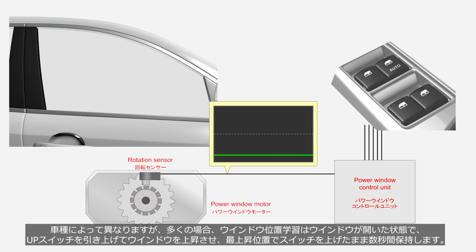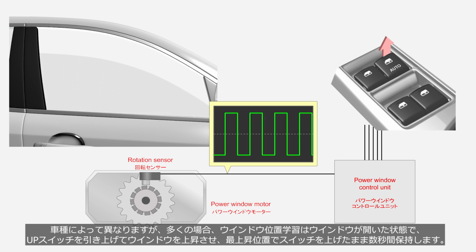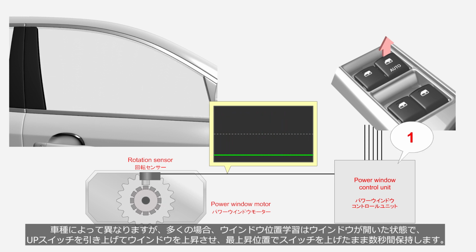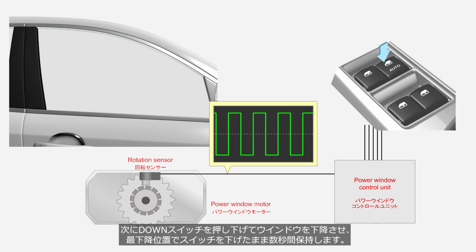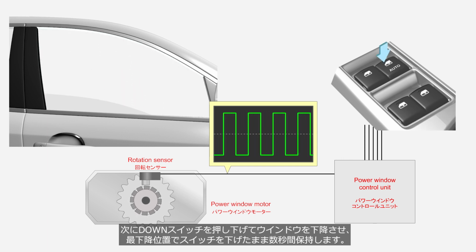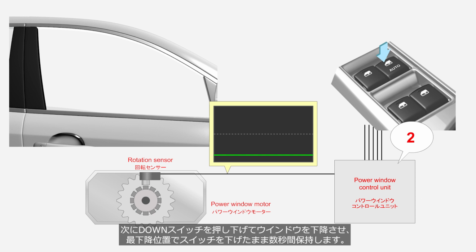It varies by car model, but in many cases, window position learning involves, with the window in the open position, pulling up the up switch to raise the window and holding the switch up for several seconds at the uppermost position. Subsequently, pushing down the down switch to lower the window and holding the switch down for several seconds at the lowermost position.